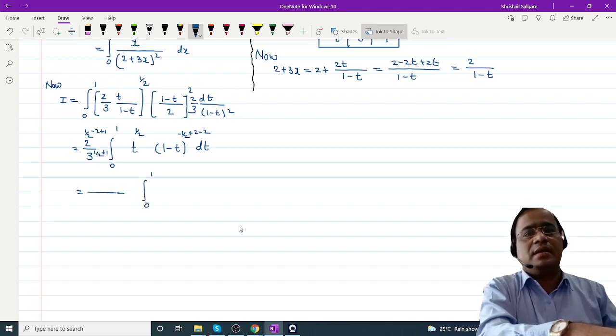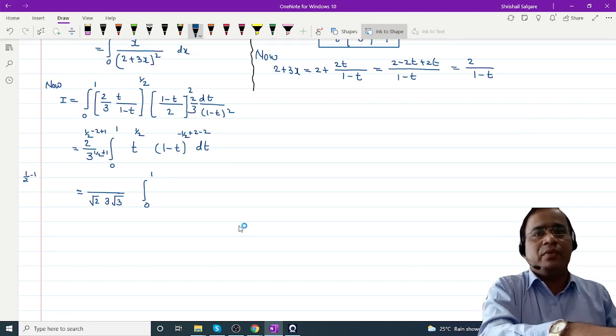I think this term I will write as 3 root 3, 3 raised to 3 by 2. And the 2 raised to, what will it come? I think root 2 only, because that power is 1 half minus 1. It comes as minus 1 half. Okay, one note will close. Meanwhile, you complete that example.